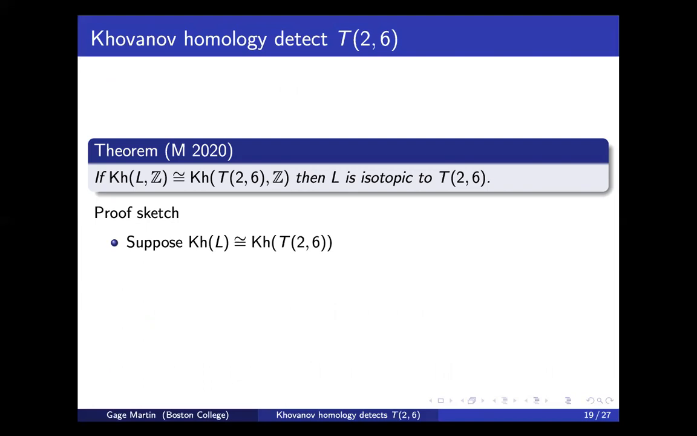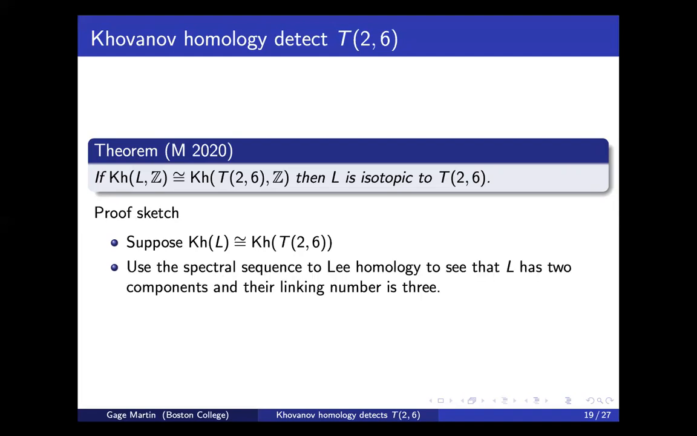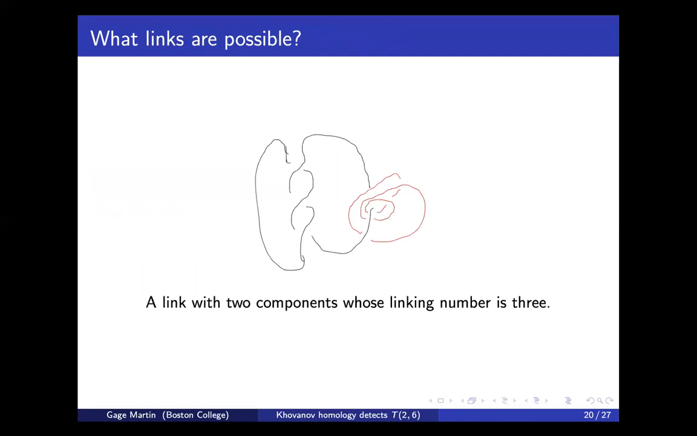So if we assume again that we have a link whose Khovanov homology is the same as T(2,6), our first step is we could use the spectral sequence to Lie homology to again see that L has 2 components and that the linking number between these components is 3. And here, this is basically the exact same as in the case of the Hopf link. There's not much more work to be done here. And so again, here's an example of a link that satisfies those conditions that isn't T(2,6).